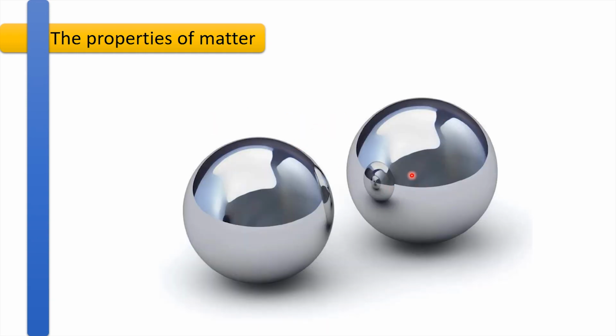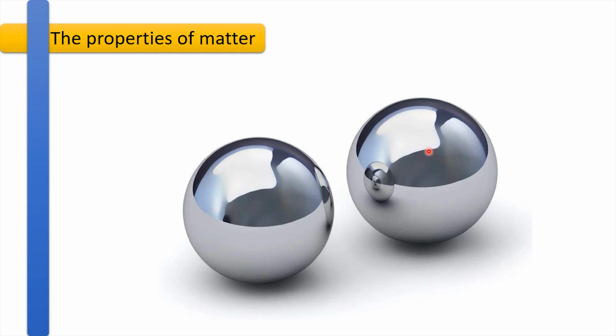Look at these two iron balls. Do you see? Each ball occupies a special space for itself. You can notice that matter occupies a space, and these two objects cannot occupy the same space at the same time. We cannot put this ball in this ball at the same time. We cannot put them in the same space.